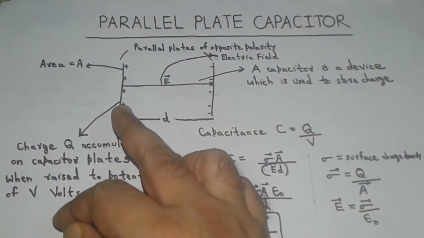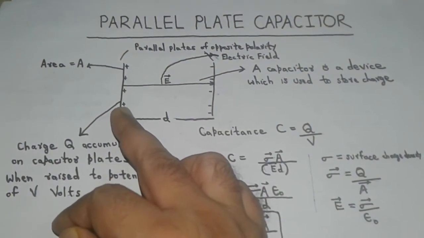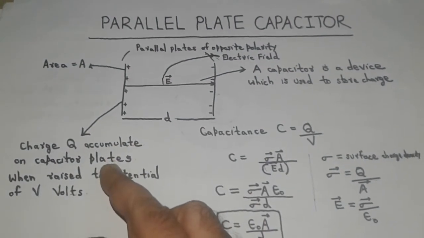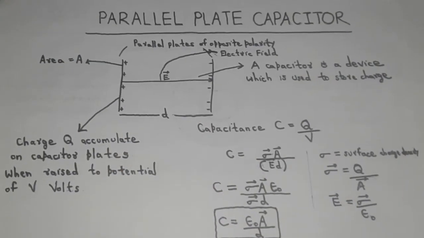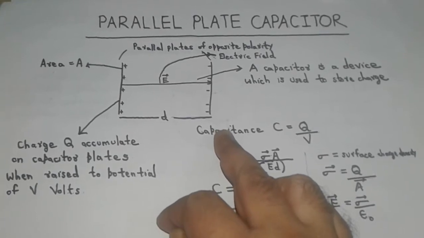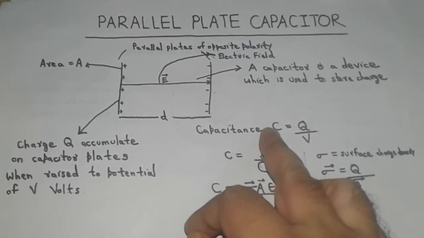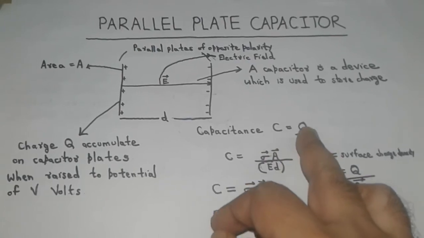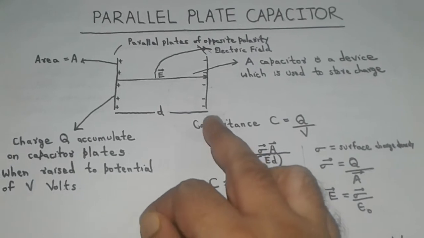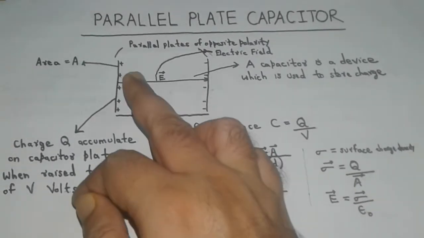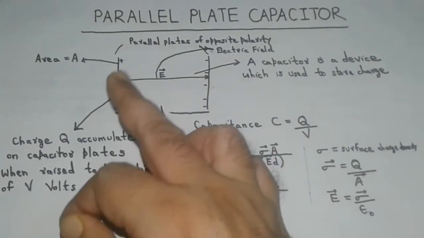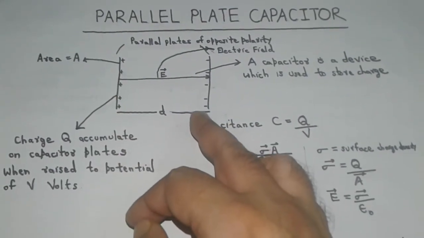Let capital Q be the charge accumulated on the plates of the capacitor when it is raised by a potential of V volts. Therefore, the capacitance of the capacitor is given by C is equal to Q upon V. Hence, the capacitance of a capacitor is the magnitude of charge accumulated on the plates of the capacitor when it is raised by 1 volt.